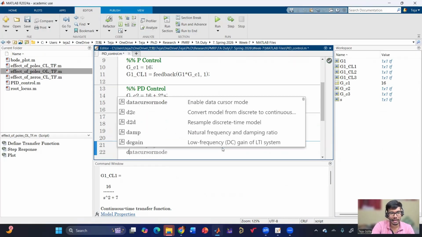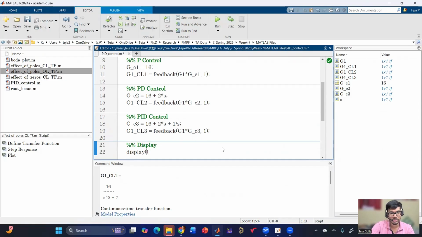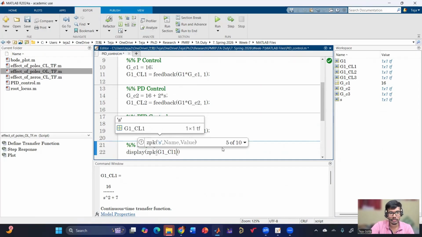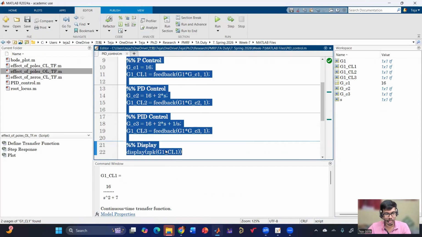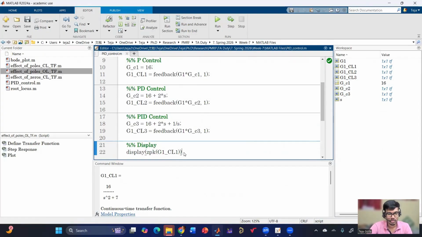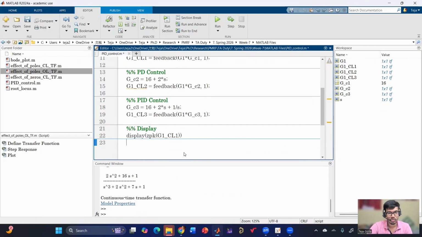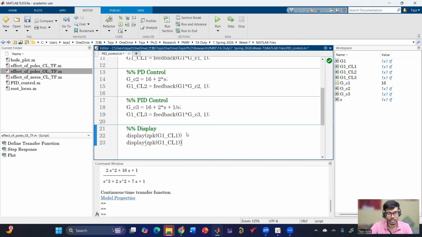If I display it, I have to display first the ZPK of G1 underscore closed loop 1. And then I'll repeat the same for all the other transfer functions. So let me copy this and paste. Then this will be 2. Then paste. This will be 3. Let us quickly run the MATLAB code and check what is happening.